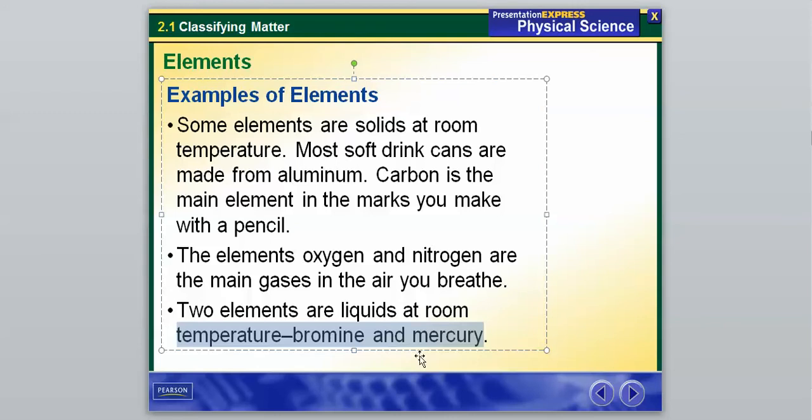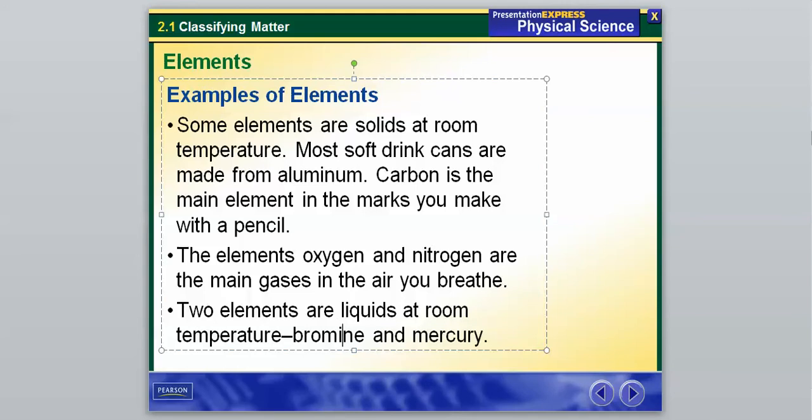So for your quiz, I would maybe jot down one of each: one thing that's solid, one thing that might be a gas, and one thing that might be a liquid at room temperature. But this is giving us an indication that there are going to be a lot of different properties within our natural world of different types of elements. There is no one defining answer that helps separate them all.